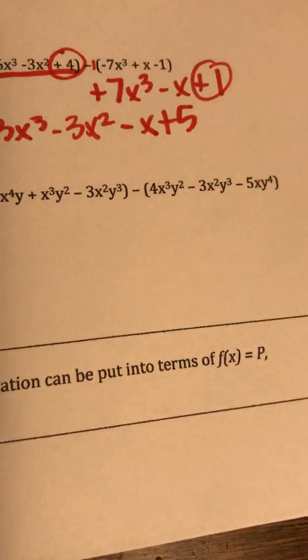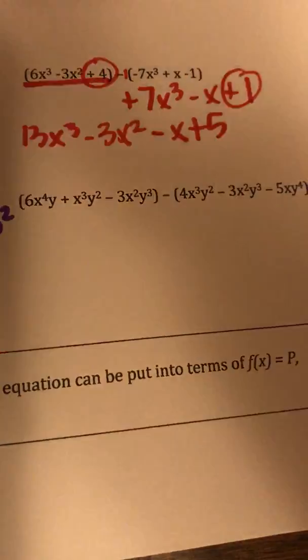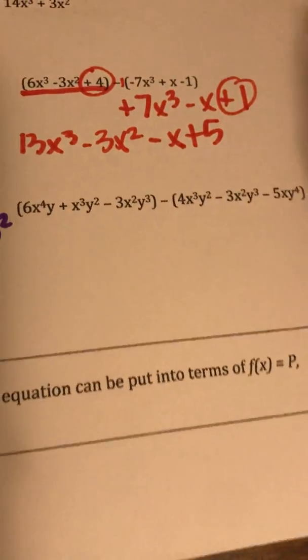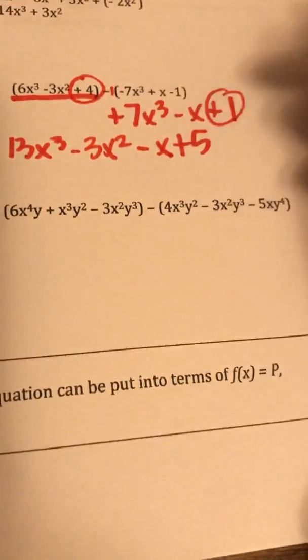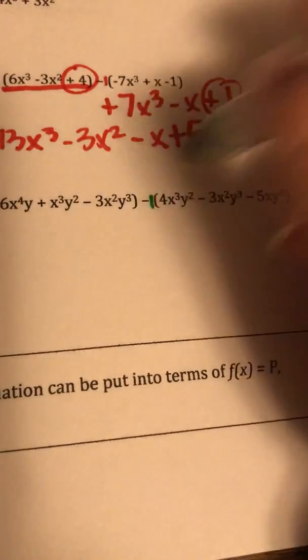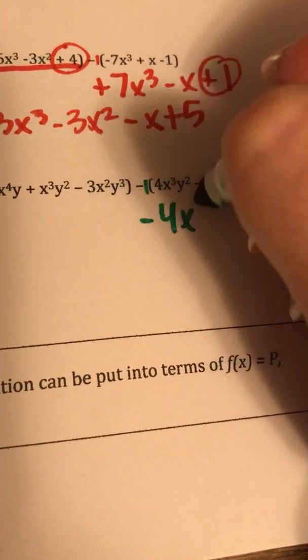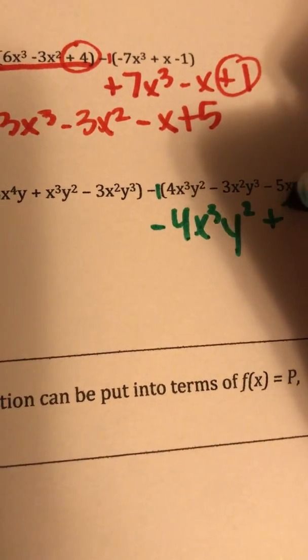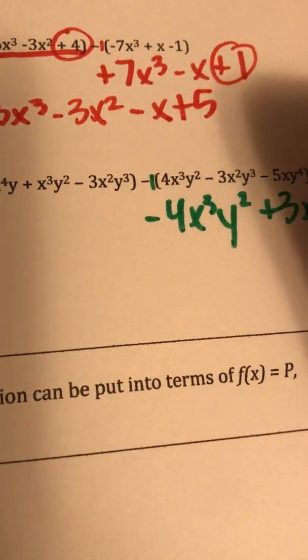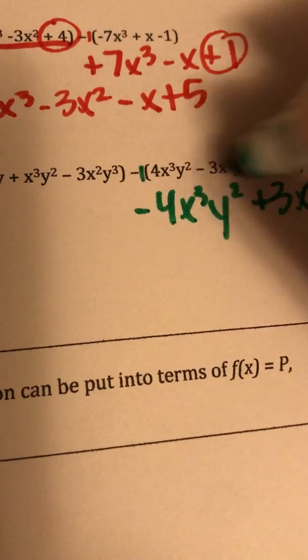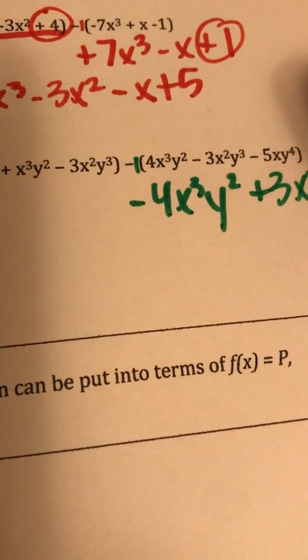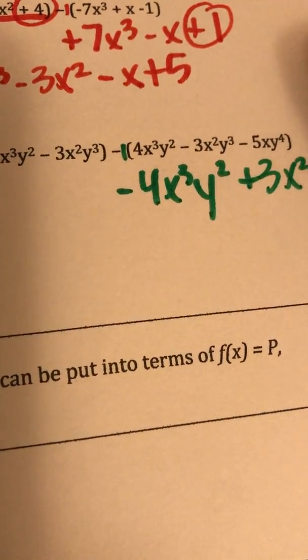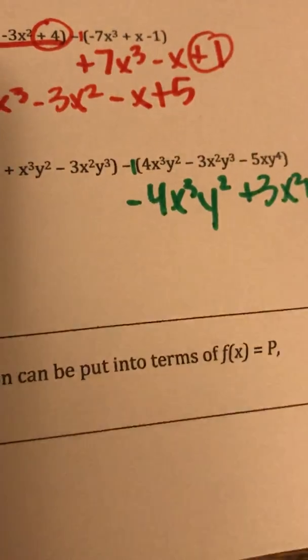All right, last one. Give it a little pause and then come back. Now, this one looks a little bit more confusing, but don't let it trick you. So negative 1, so we have negative 4x to the third y squared plus 3x squared y to the third, plus 5xy to the fourth.